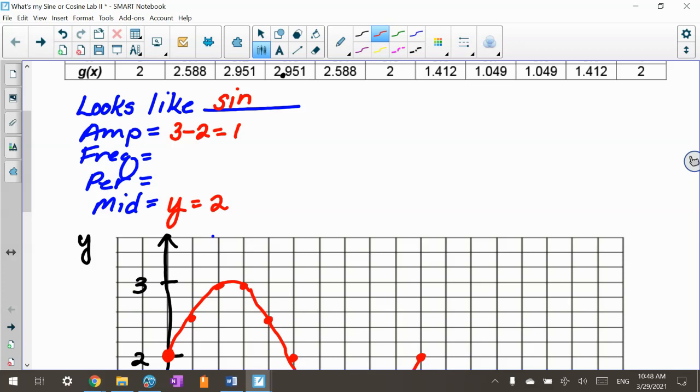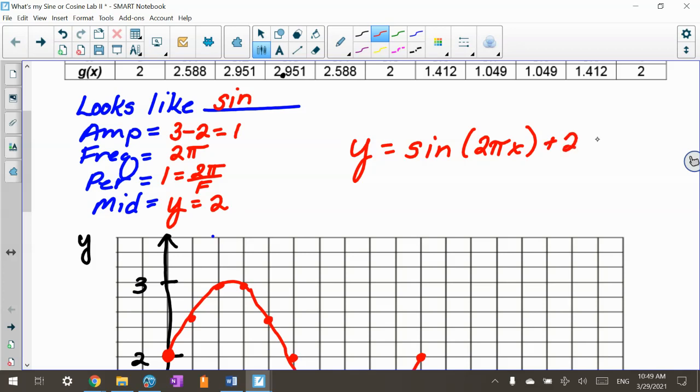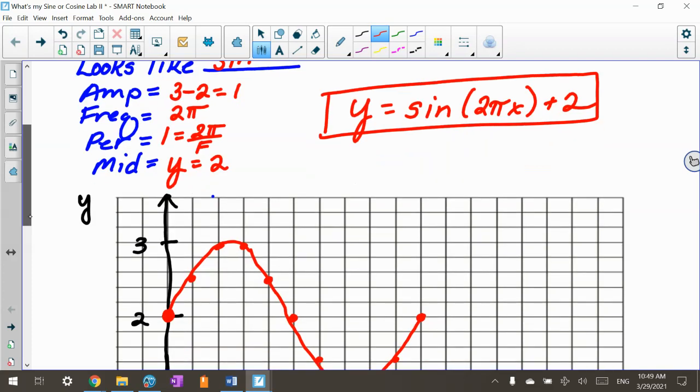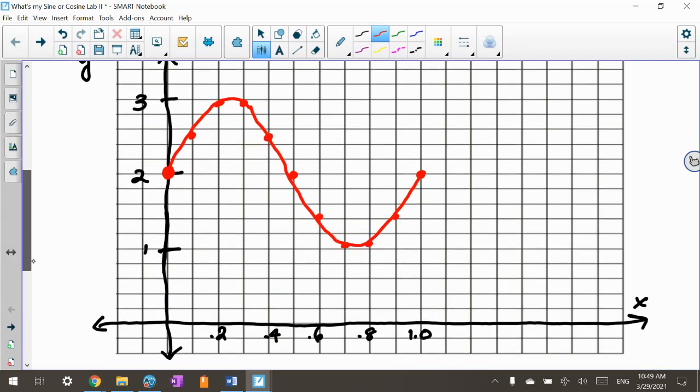My period is 1, which equals 2 pi over my frequency. So cross multiply, I get 2 pi over 1, so my frequency is 2 pi. So this is a very general y equals sine 2 pi x plus 2. Now, on the other ones that we do in this lab, I'm going to be a lot more specific about what the values will be, but this was a general one. So I hope that helps, and I hope I helped you set it up so you know how to do the graph.